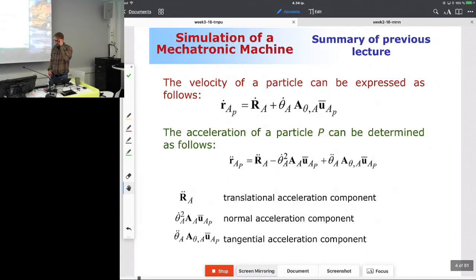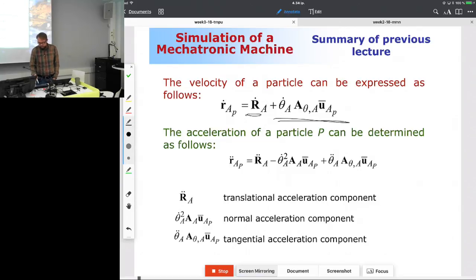So we looked at velocity, and the velocity consists of two components. There's a translational velocity, and there is an angular velocity. The angular velocity needs two other components. This one here is the original rotation matrix rotated 90 degrees in the positive direction, and we got that by differentiating the rotation matrix with respect to angle theta. Then this one here is a vector u-bar that tells which particle we're looking at.